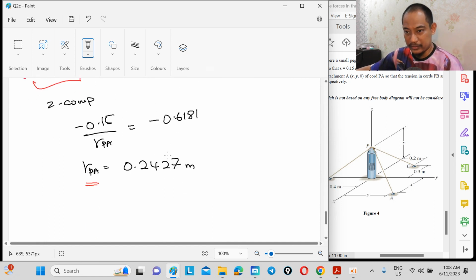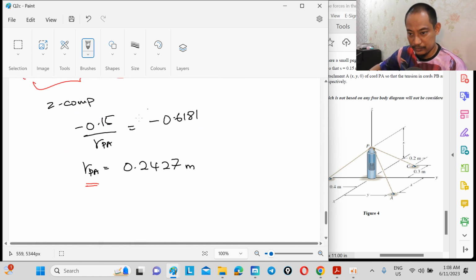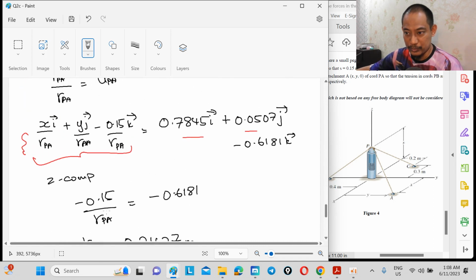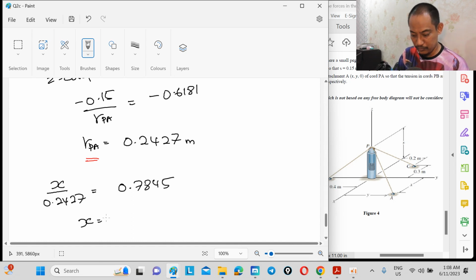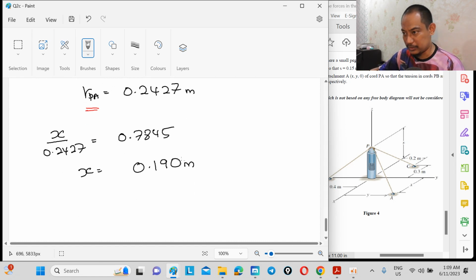So going back there, x over RPA, meaning 0.2427, should be equal to 0.7845. So x should be 0.1904, so 0.190 meter, and they want it in coordinate form.